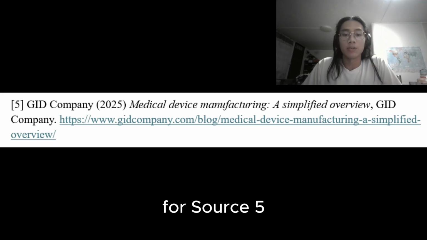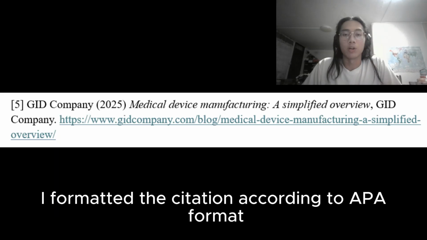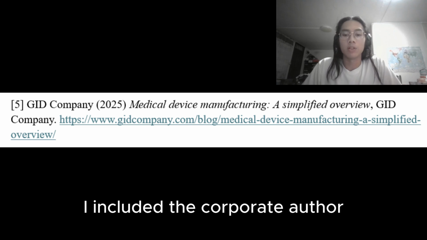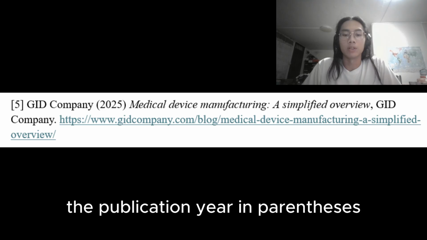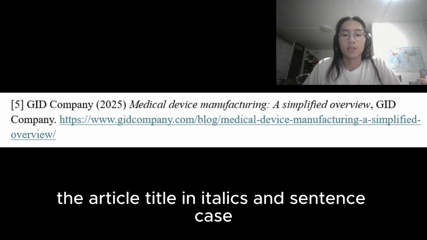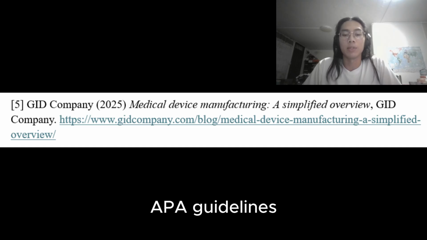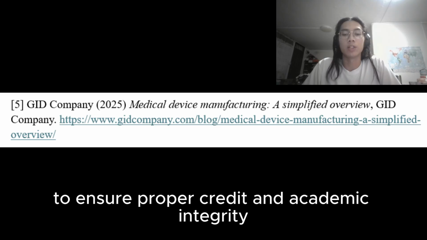For Source 5, I formatted the citation according to APA format. I included the corporate author, the publication year in parentheses, the article title in italics and sentence case, and the full URL. Each element follows APA guidelines to ensure proper credit and academic integrity.